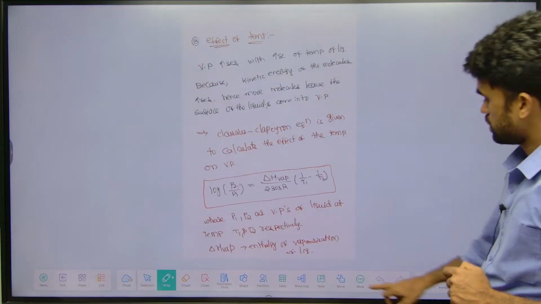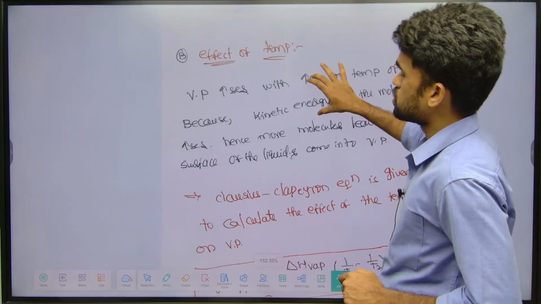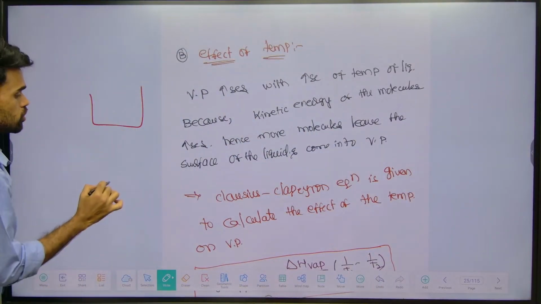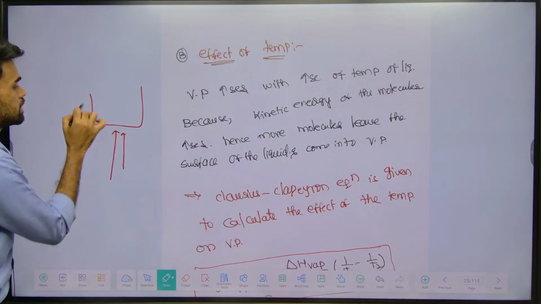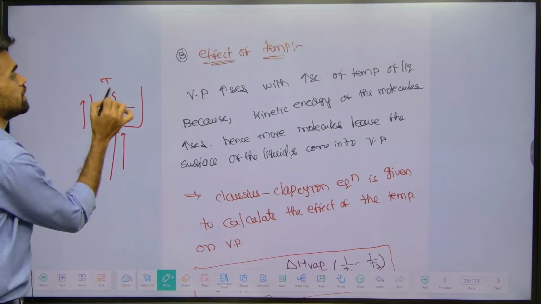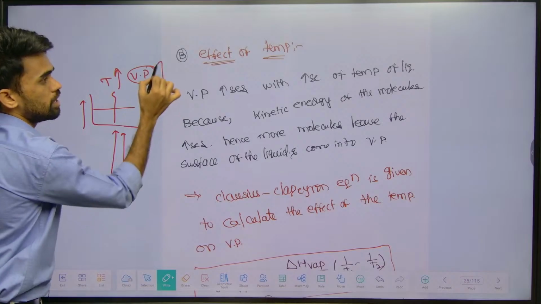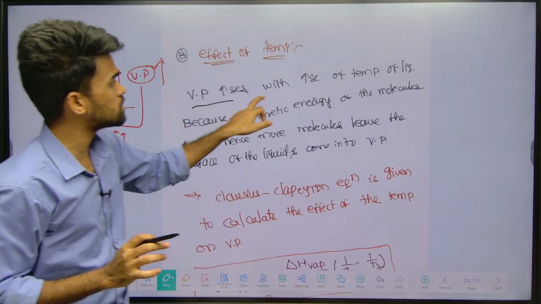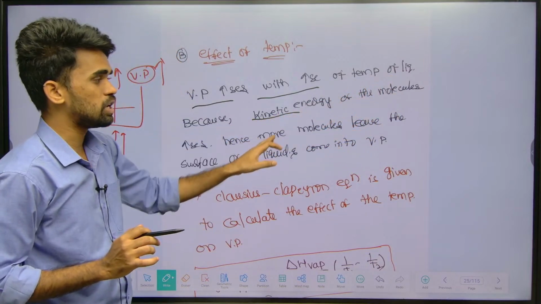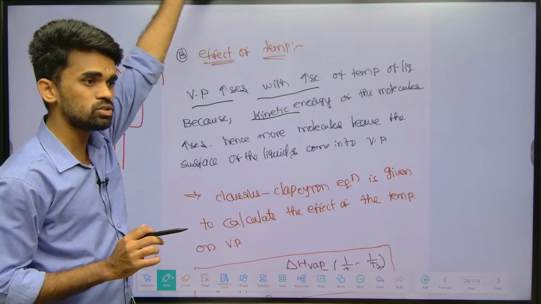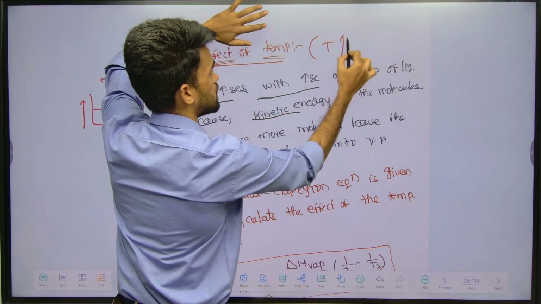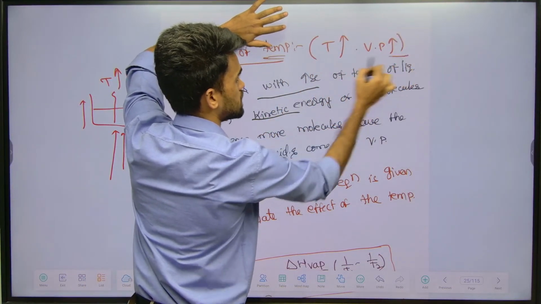Next, effect of temperature. For example, you have a liquid here, and you are heating it or raising its temperature. What happens? The liquid converts into vapors. So with an increase in temperature, vapor pressure also increases. Can we say that? Vapor pressure increases with a rise in the temperature of the liquid, because the kinetic energy of the molecules increases, therefore molecules leave the surface and convert into vapors. That is the story. You just write effect of temperature: if temperature increases, vapor pressure also increases.